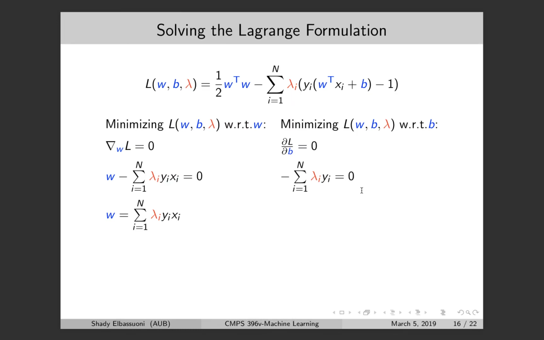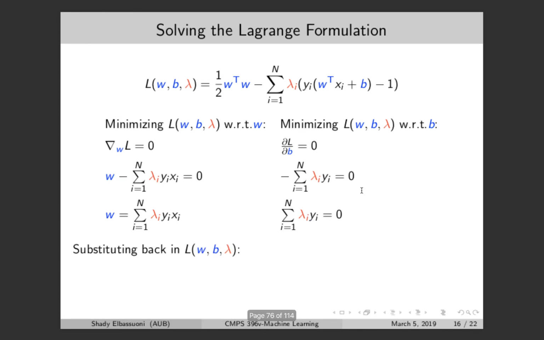Why? Because this is multiplied by B. When I differentiate, the B goes away, and I get minus summation from i equal 1 to n lambda i yi is equal to 0. So from this I get that summation from i equal 1 to n lambda i yi is equal to 0. I substitute back in the loss function with the value of W and using this equation for summation of lambda i yi. Then the loss function will be in terms of lambda alone, and then I can solve for lambda and get the values of W and B.